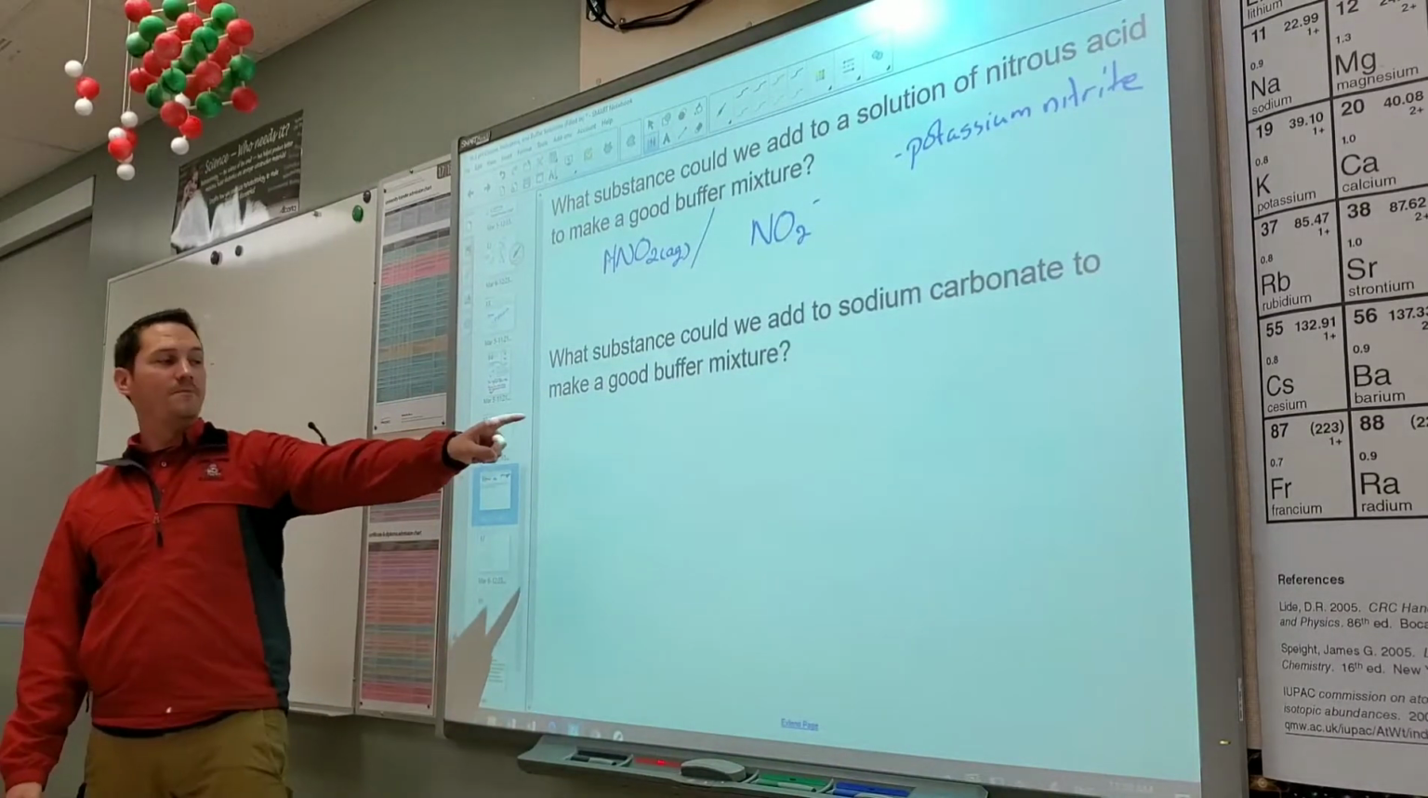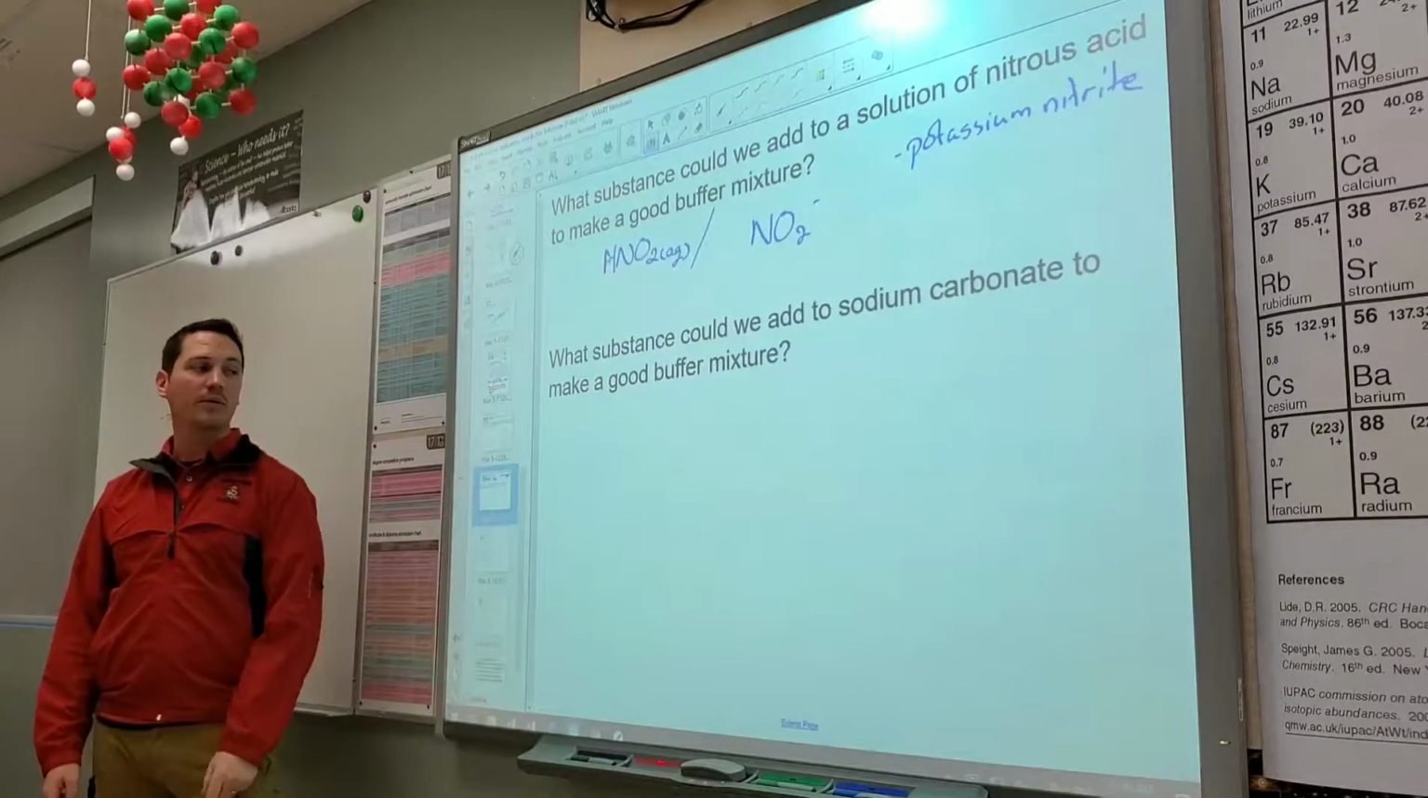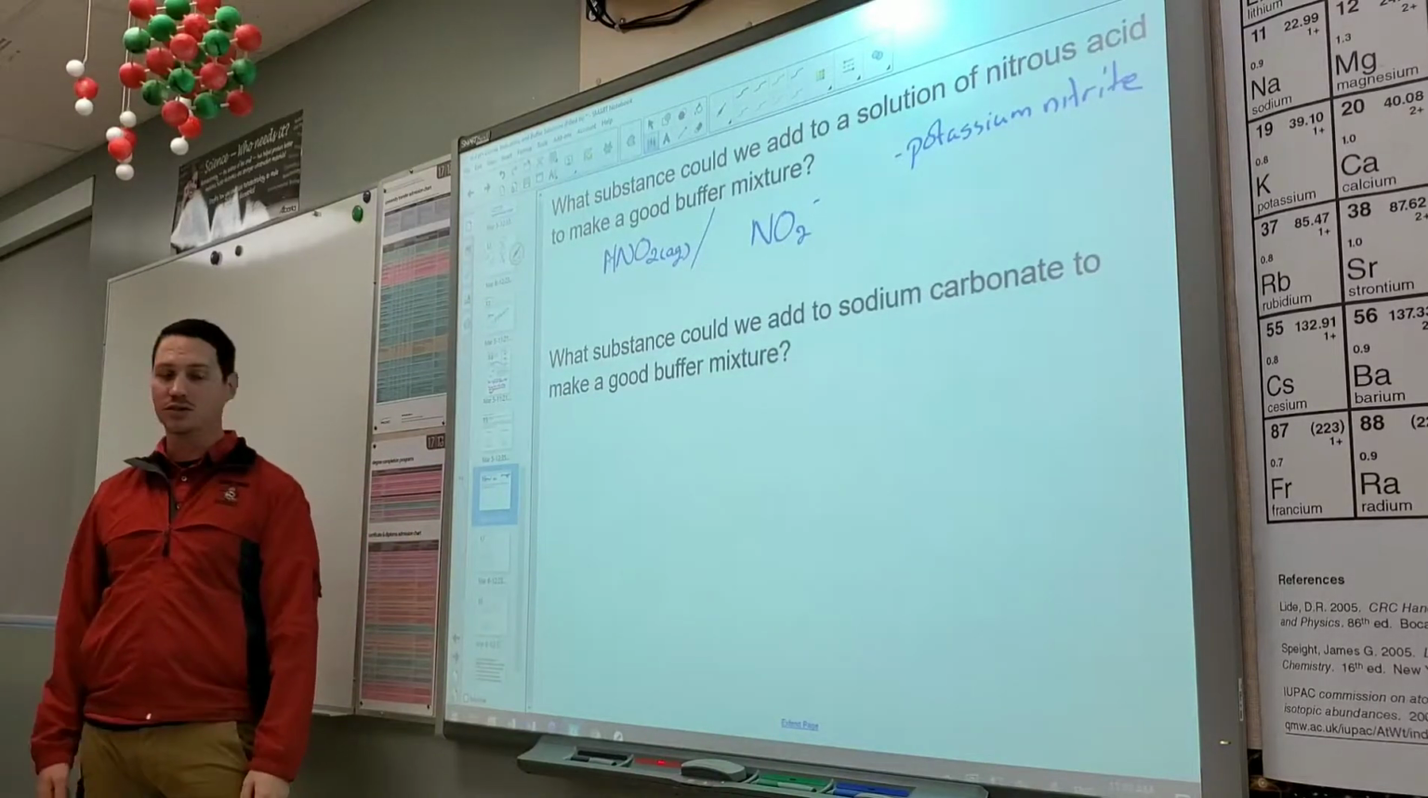Okay, now do the other one. What substance could we add to a solution of sodium carbonate to make a good buffer solution or buffer mixture?